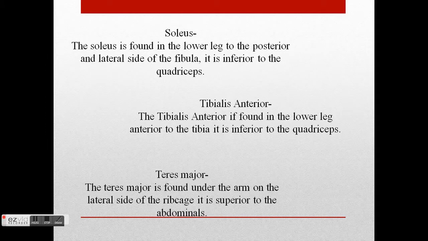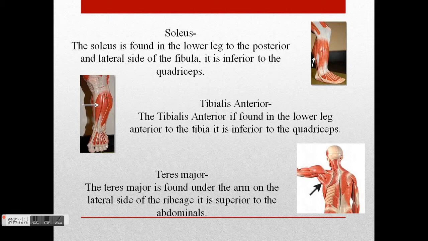The soleus is found in the lower leg to the posterior and lateral side of the fibula. It is inferior to the quadriceps. The tibialis anterior is found in the lower leg anterior to the tibia. It is inferior to the quadriceps. The teres major is found under the arm on the lateral side of the rib cage. It is superior to the abdominals.